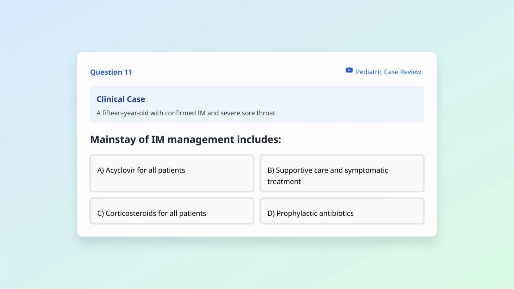A 15-year-old with confirmed infectious mononucleosis and severe sore throat. What is the mainstay of infectious mononucleosis management?